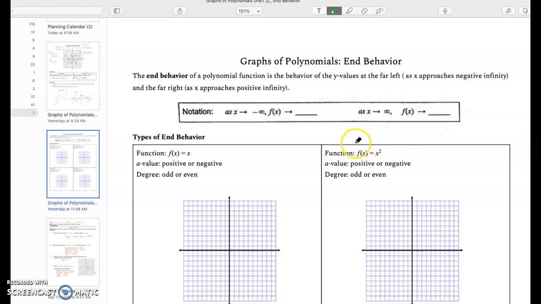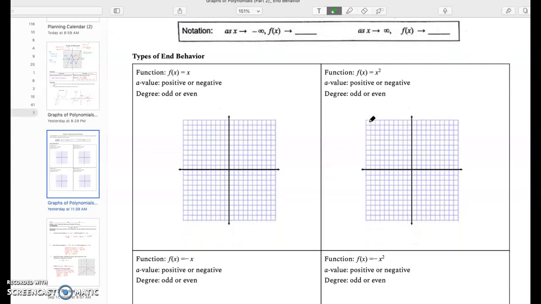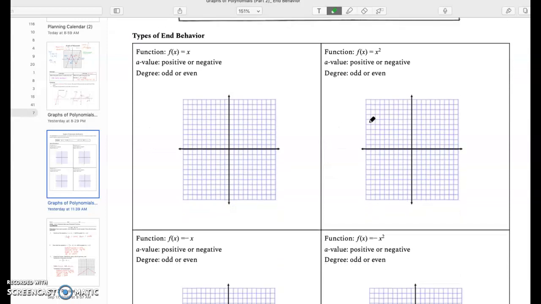So in the past you might have talked about end behavior and used the words up and down, but as we get more into our mathematical studies, we want to be a little more technical in our language there. There's only 4 types of end behavior that we have to know, and we can use some of our parent functions to help us with these 4.